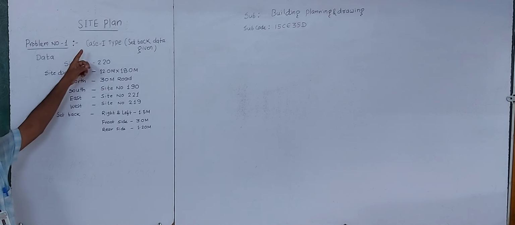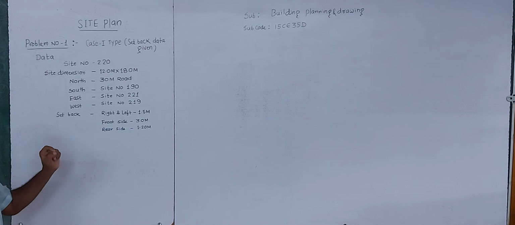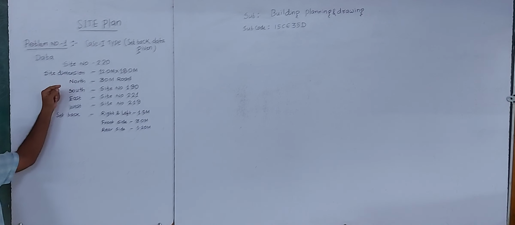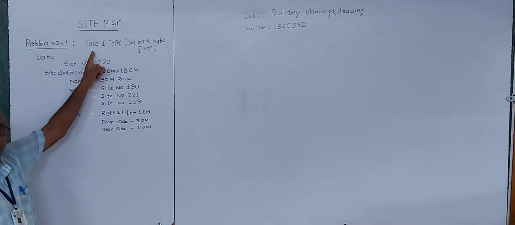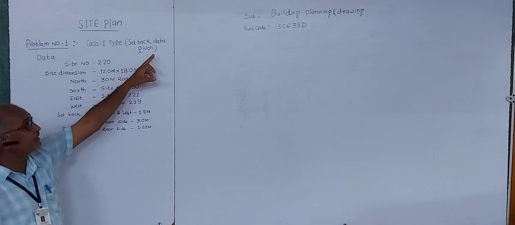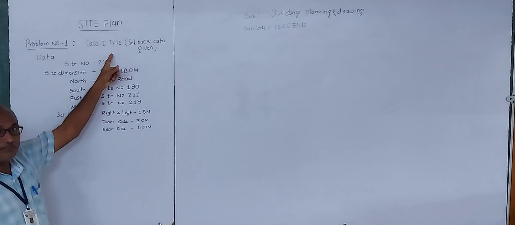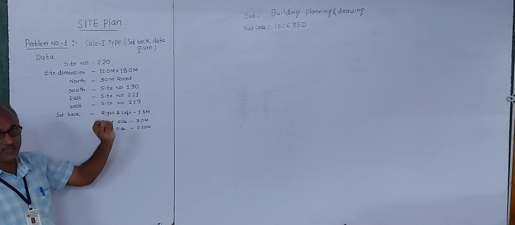Today I want to explain how to draw the site plan for the given problems. Suppose in the problem he has given the case one type, that is one type of problem, where the setback data is given. Here the case two type is where the setback data is not given.